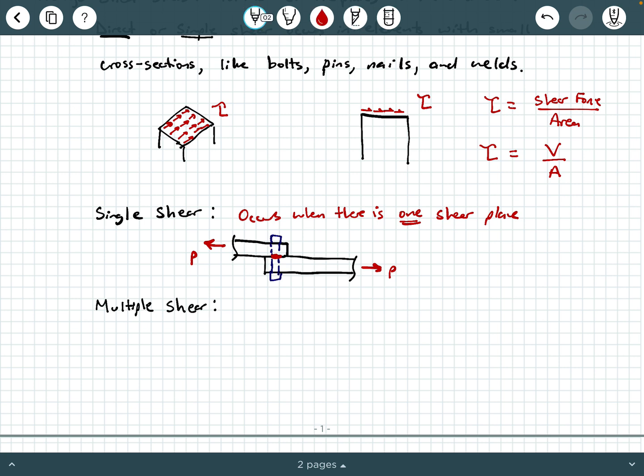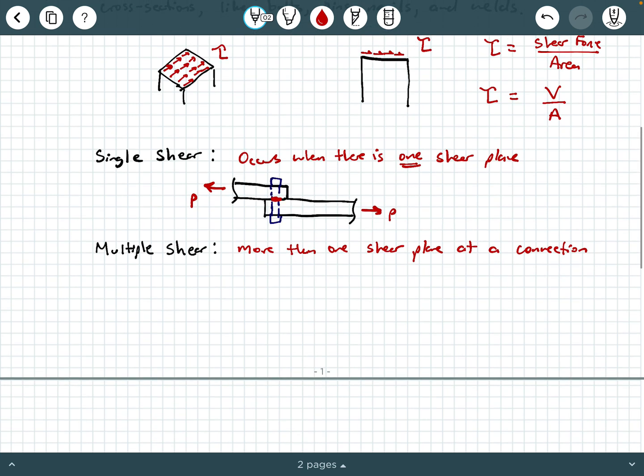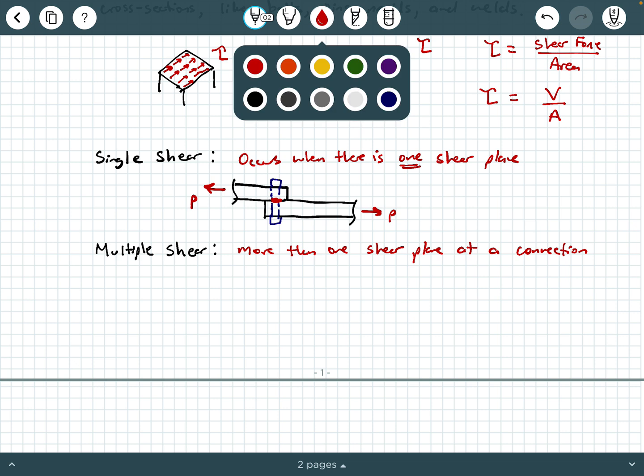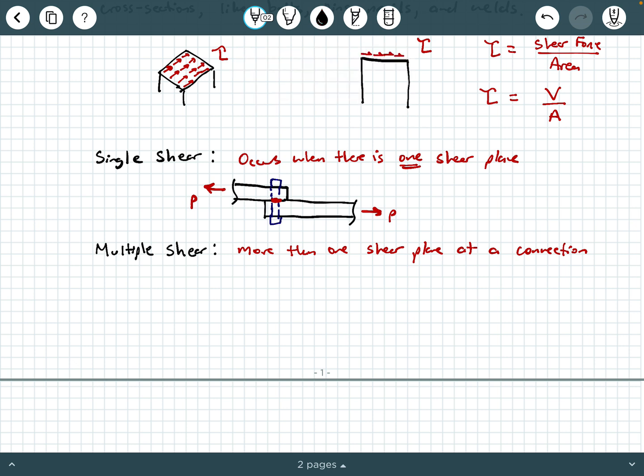Now, multiple shear is pretty much what it sounds like. This has to do with more than one shear plane at a connection. So, for example, if you have two shear planes, what do you think we would call that? We'd call it double shear. What would happen if we had three shear planes? We would call that triple shear, so on and so forth. In practice, you're probably not going to have more than three shear planes at a given connection. It's possible, but unlikely. Most of the time, we deal with either single or double shear, and sometimes triple shear. We very often see single shear and double shear scenarios. Occasionally we see triple shear scenarios. More than that, you probably won't see, because it just becomes impractical for that type of connection.